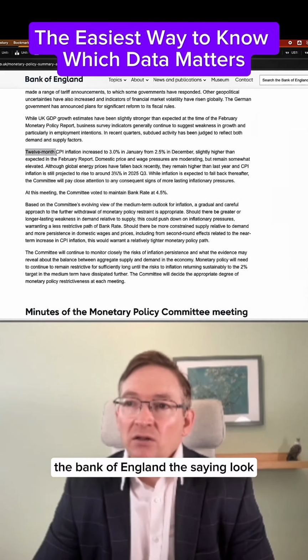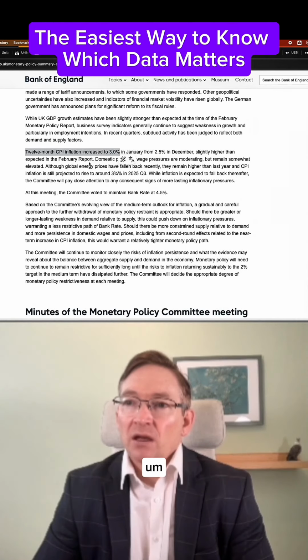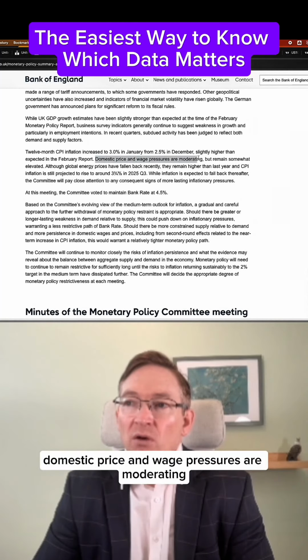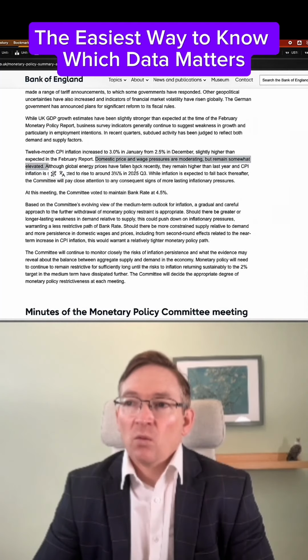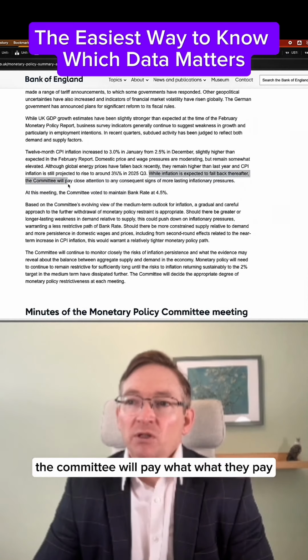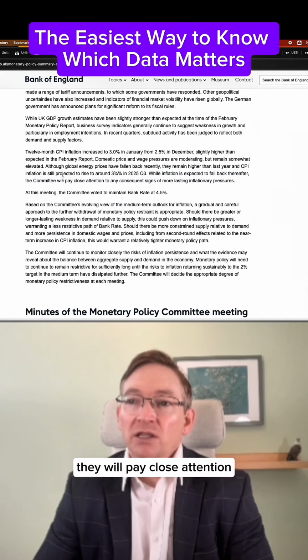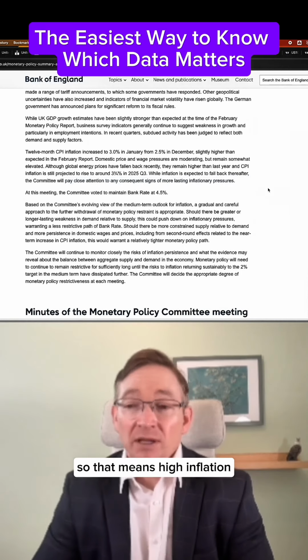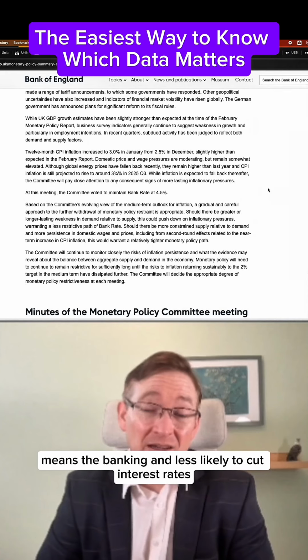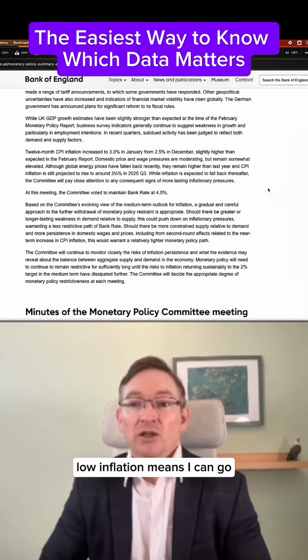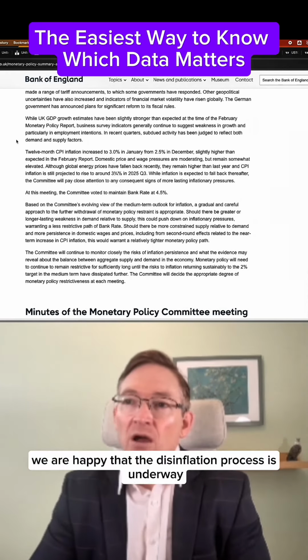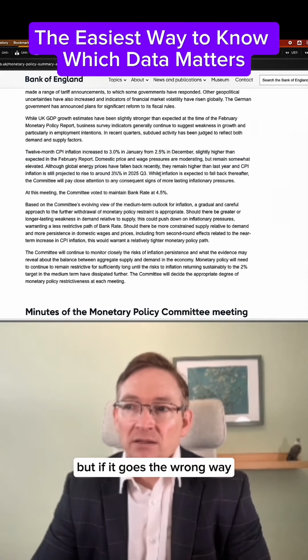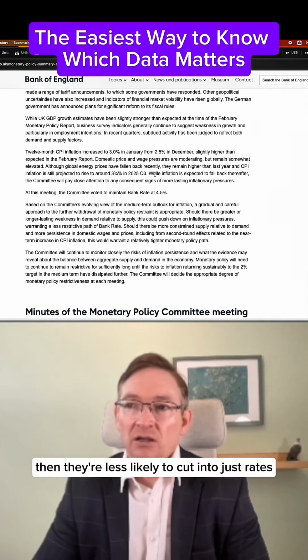The Bank of England are saying, look, 12-month CPI inflation increased slightly higher, and what it tells you, domestic price and wage pressures are moderating but remain somewhat elevated. While inflation is expected to fall back thereafter, the committee will pay close attention to any consequent signs of more lasting inflationary pressures. So that means high inflation means the Bank of England less likely to cut interest rates. Low inflation means they can go, oh, phew, we are happy that the disinflation process is underway. But if it goes the wrong way, then they're less likely to cut interest rates.